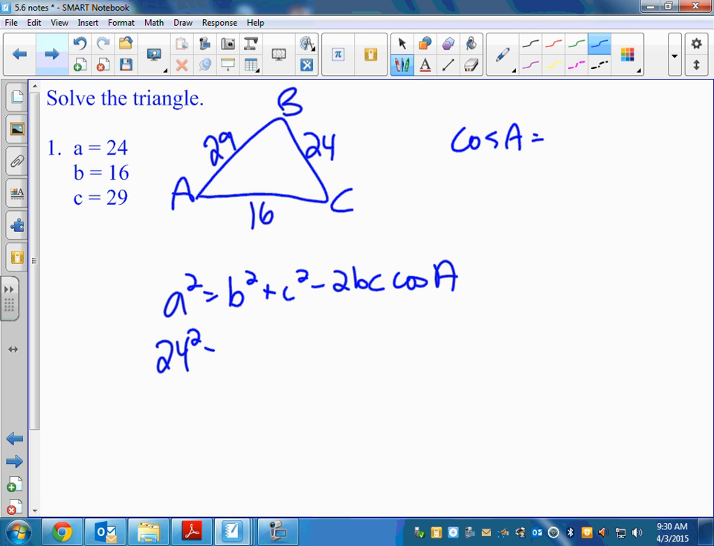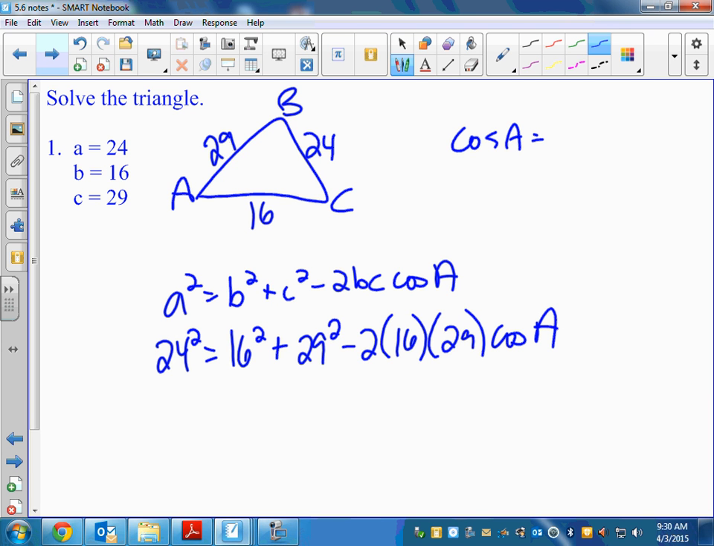Make sure you plug the numbers in the right spot. It really stinks when you mess that up. Maybe because I've done it a few times. B is 16, C is 29, cosine of A. That's what I got.